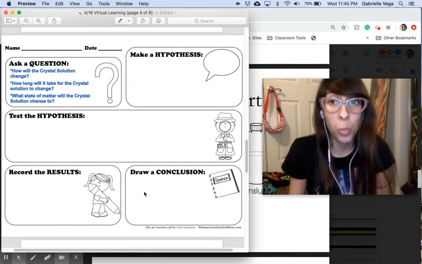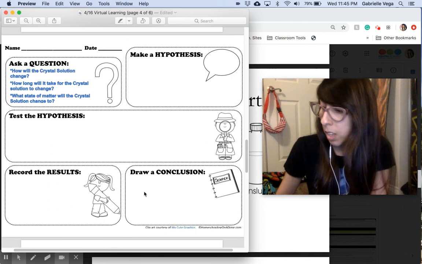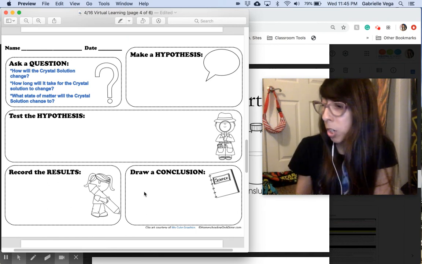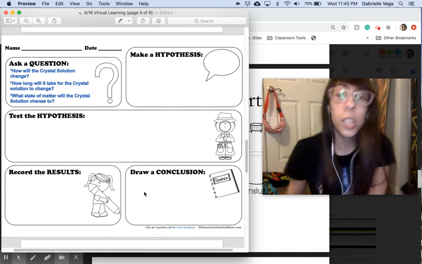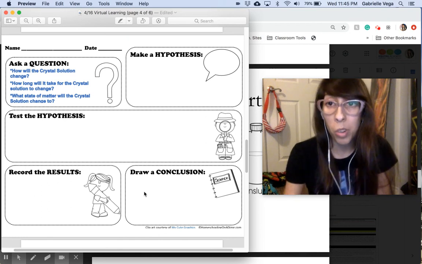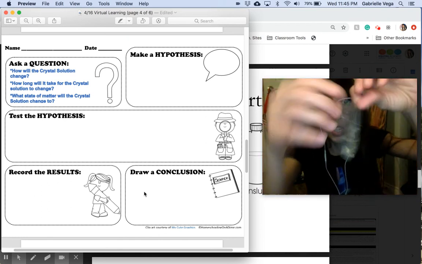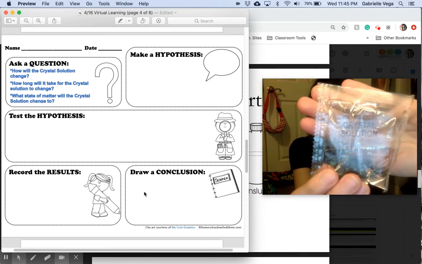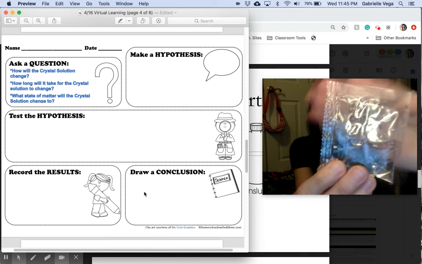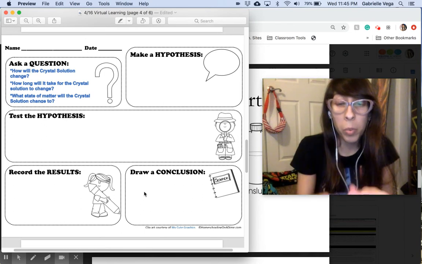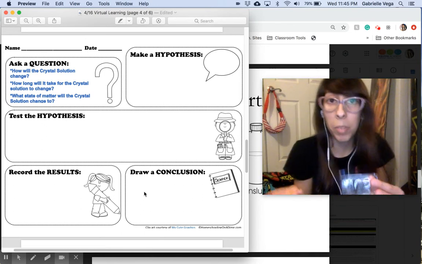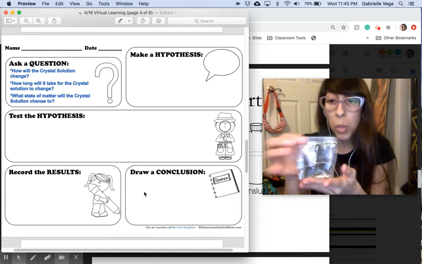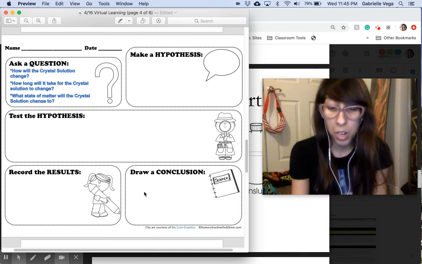Now, as I am pouring this, I'm going to be moving my computer so that you can see it down here next to me, because I don't want to hold this solution up, because it does say to keep away from your eyes and to wash your hands. So I'm going to be very careful with this solution because I want to make sure that I'm staying safe. So I'm going to go ahead and move my computer so that you can see this a little bit clearer.